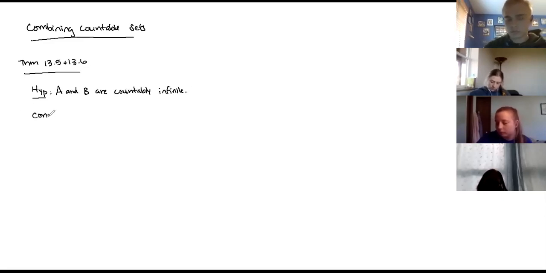You can make two more countably infinite sets then. So first of all, the Cartesian product, A cross B, that's ordered pairs, that is countably infinite.